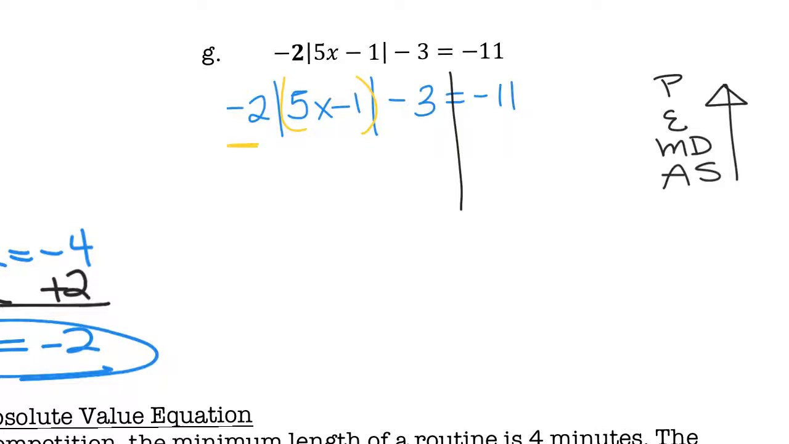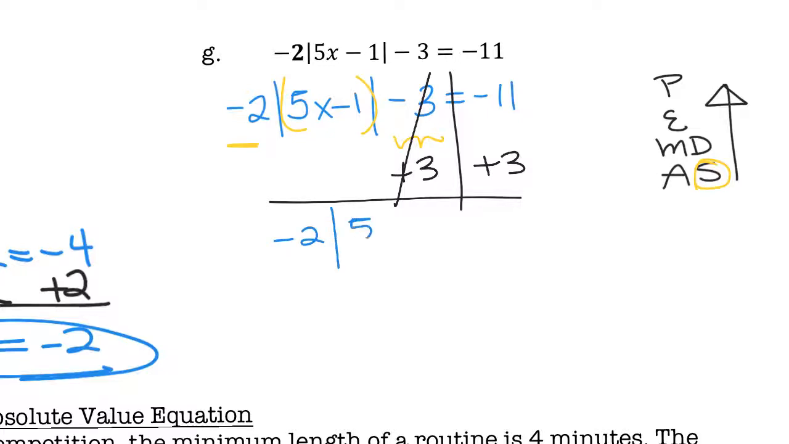So we have a negative 2 that's being multiplied to everything inside the parentheses, and we have a negative 3, or we're subtracting 3, which is one of the first things we're going to get rid of. So we're going to add 3 to both sides to get rid of that. And now we have the negative 2 times the absolute value of 5x minus 1 is equal to negative 8.